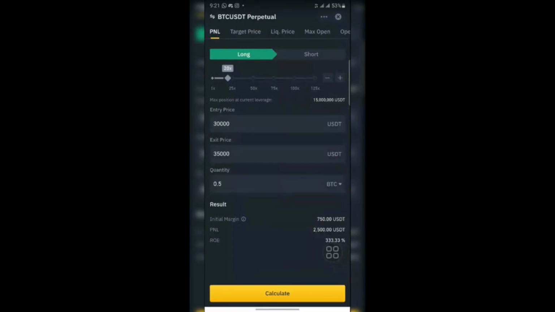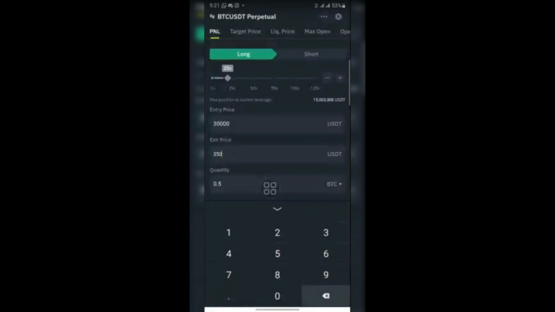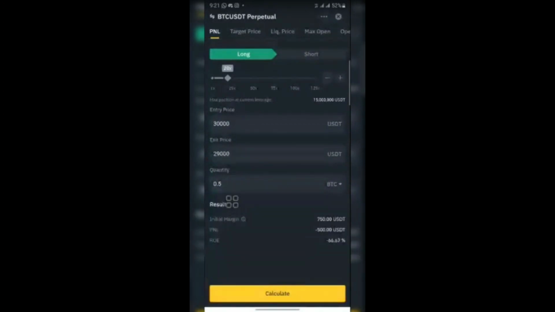But what if the trade did not go your way? That is your stop loss. If you enter at 30,000, but your trade is going sour, and you don't want to lose more than a certain amount, if the trade goes towards 29,000, it should close the trade for you. So how much are you going to lose? Let's click on calculate. So 66%.